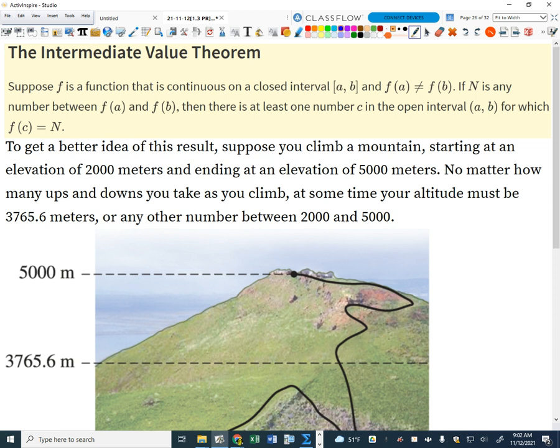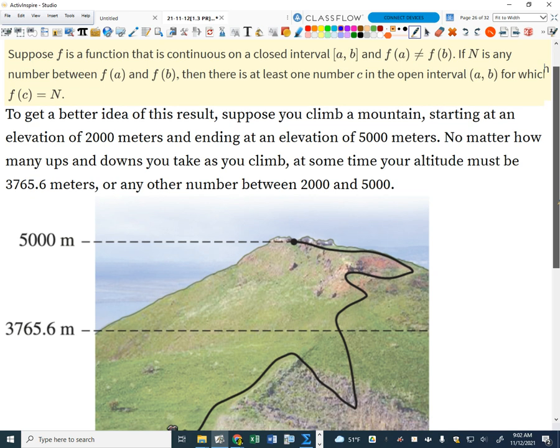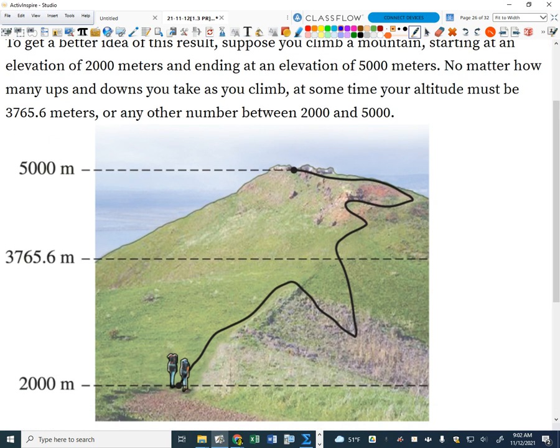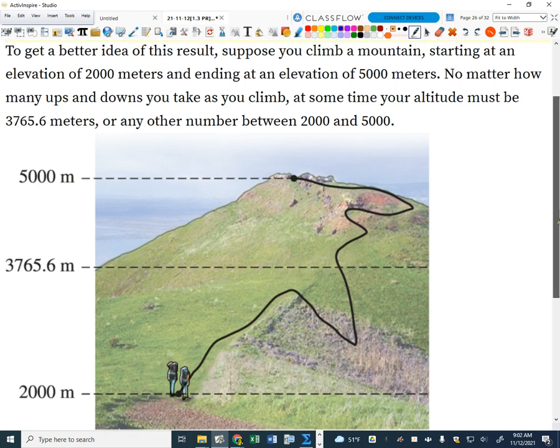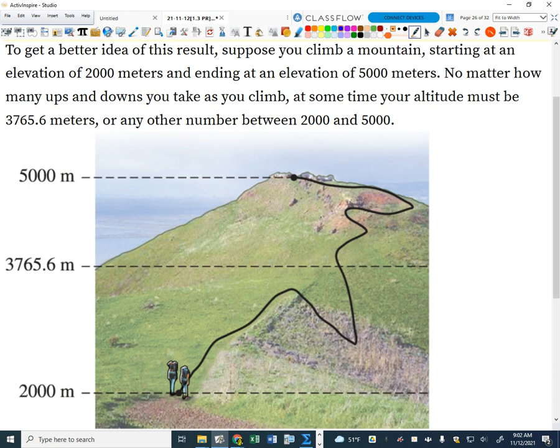This is kind of a cool little illustration of that. It gives you something concrete to think about. To get a better idea of this result, suppose you climb a mountain starting at an elevation of 2,000 meters. So you're starting down. I like this because, a little backpacking, as we head into winter, it's nice to think about summer activities. You're starting at an elevation of 2,000 meters and ending at an elevation of 5,000 meters. No matter how many ups and downs you take as you climb, at some time your altitude must be 3,765.6 meters, or any other number between 2,000 and 5,000. We just picked that one.